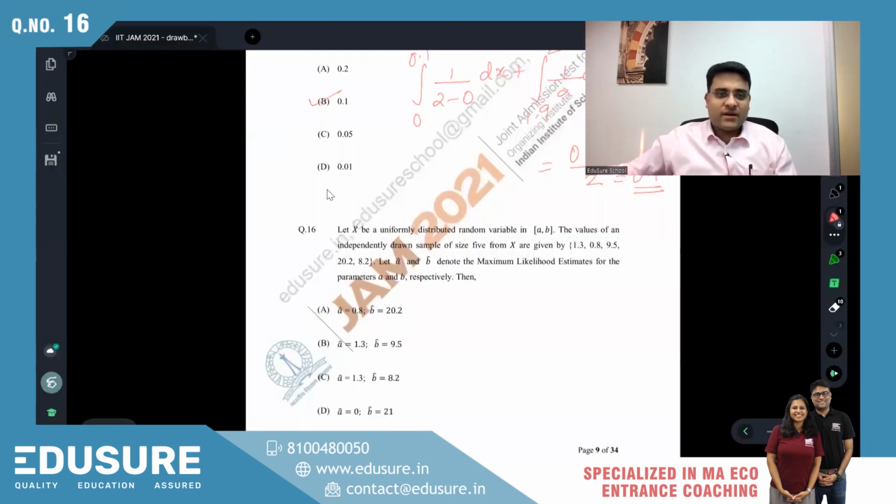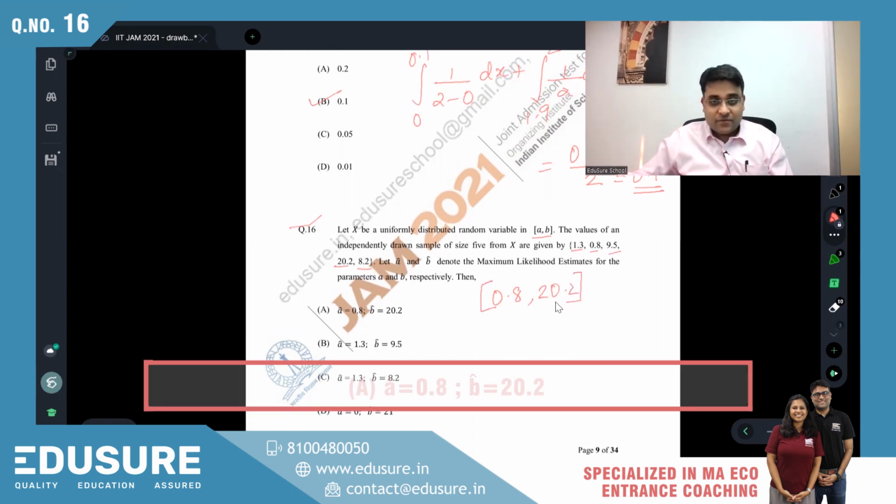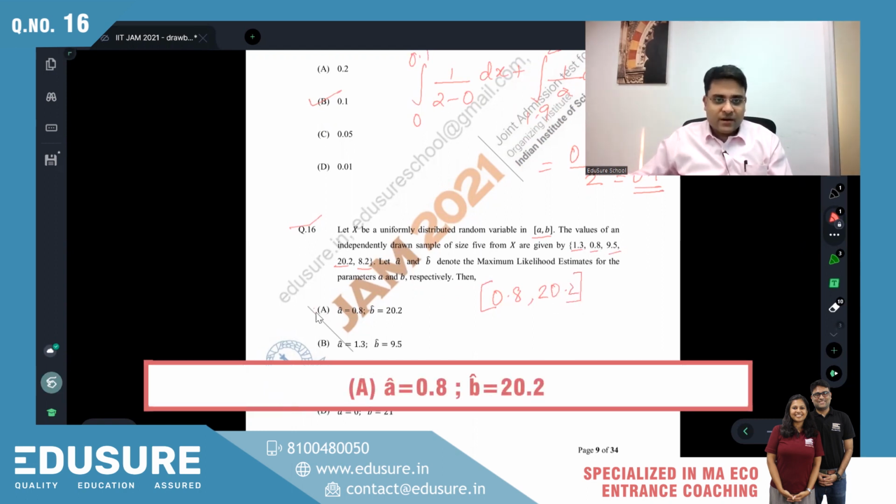IIT JAM 2021 question number 16. Let X be a uniformly distributed variable. Lowest value is A, highest value is B. The values of an independently drawn sample of size 5 from X are given by 1.3, 0.8, 9.5, 20.2, 8.2. The lowest value will be the maximum likelihood estimator of A, and the highest value will be the maximum likelihood estimator for B. So 0.8 and 20.2, that is my answer, A.